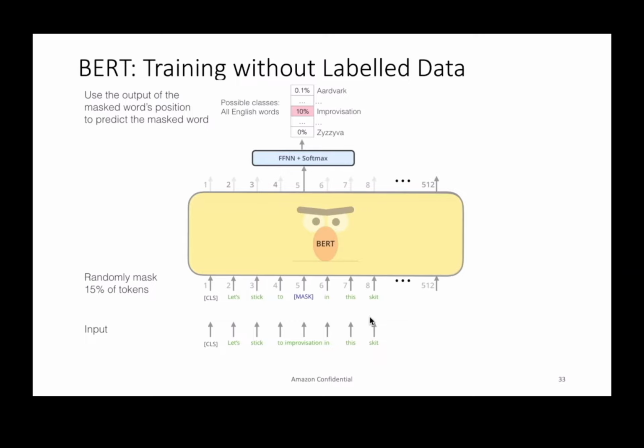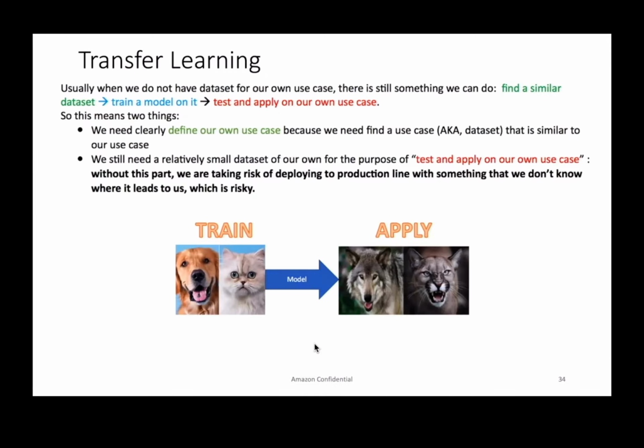So how do we use BERT? Let's look into that. We use BERT in something called a transfer learning setup. In a transfer learning setup, we find a model which has been trained on large corpora, and we then apply it on our smaller data set to get good performance. For example, in transfer learning, we find a similar data set, train a model on it, and apply it on our use case.